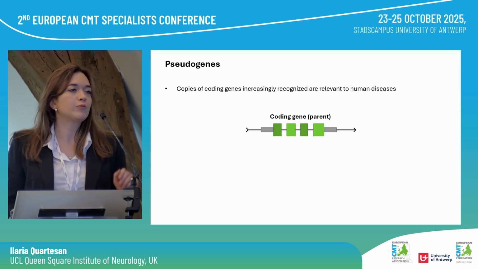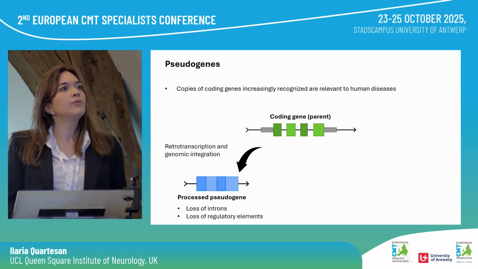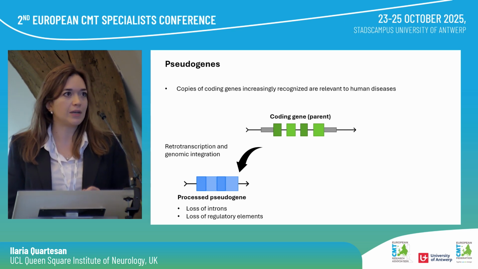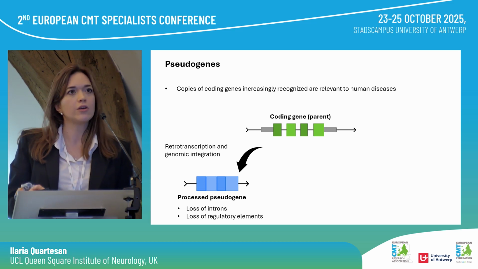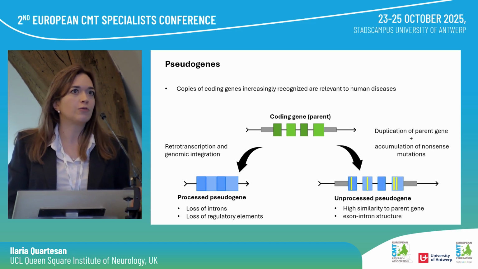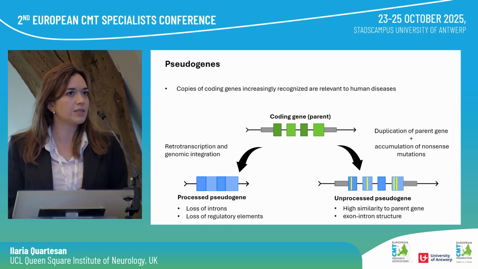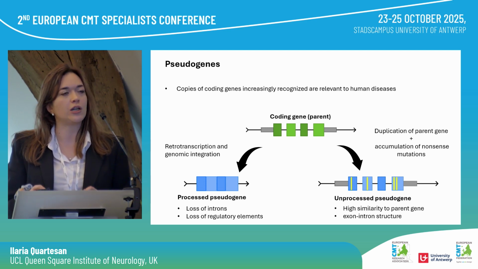They can arise from two main mechanisms: either by retrotranscription of mRNA with loss of introns and regulatory elements, and these are processed pseudogenes, or by duplication of the parent gene followed by accumulation of inactivating mutations. These are unprocessed pseudogenes that maintain an exon-intron structure and a high similarity to the parent gene.